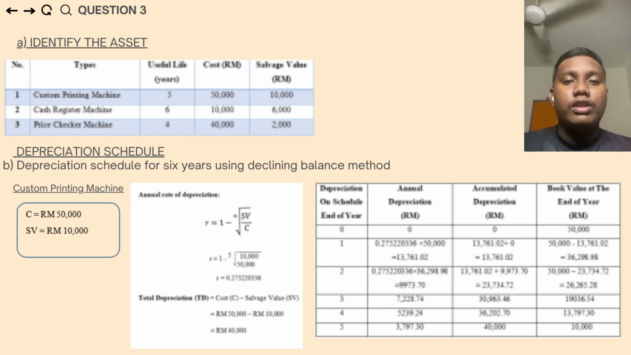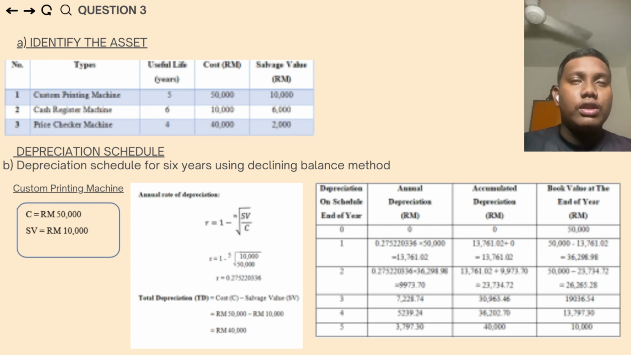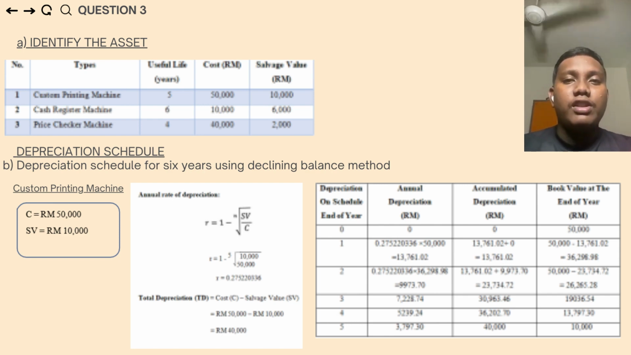Secondly, we have the cash register machine, with a useful life of 6 years, where the cost is 10,000 and the salvage value is 6,000 ringgit. Third, we have the price checker machine with a useful life of 4 years, costing 40,000 ringgit, and the salvage value is 2,000 ringgit.